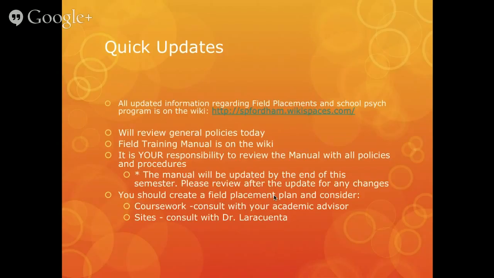Quick updates. All updated information regarding field placements and the school psychology program in general is on the wiki. The website is right there in front of you. Today, we're going to review very general policies. The field training manual is on the wiki. However, I just wanted to highlight that it is your responsibility as the student to review the manual with all of the policies and procedures. The manual is updated pretty much annually, so it will be updated by the end of the semester, and you should review the update for any changes.